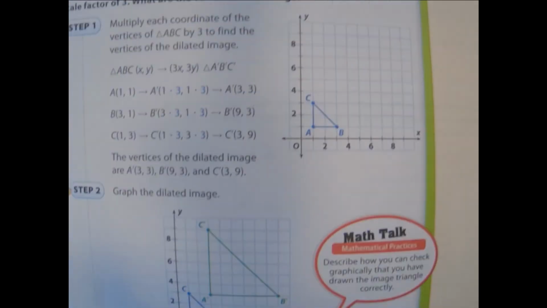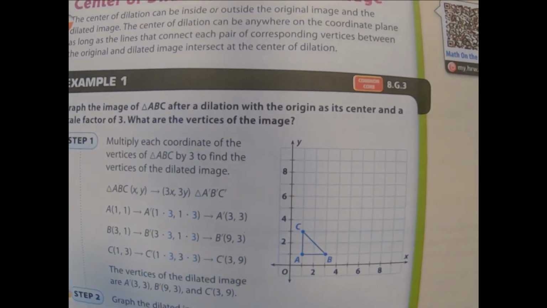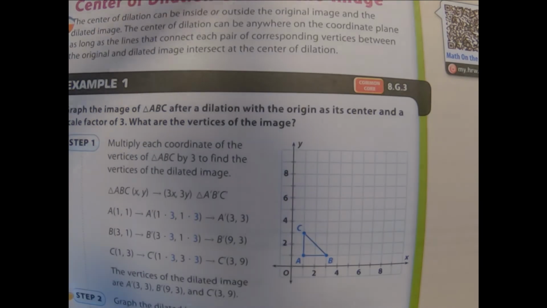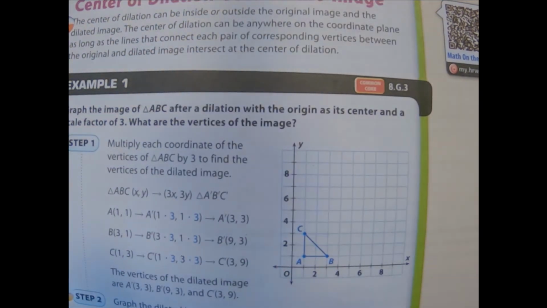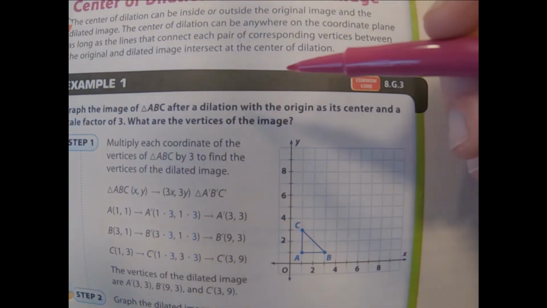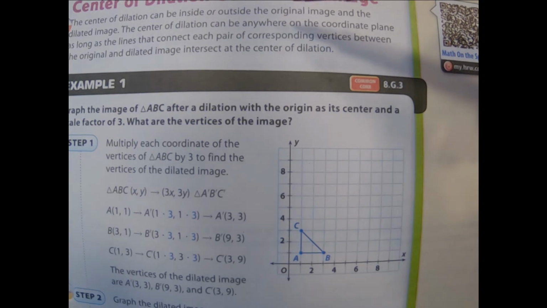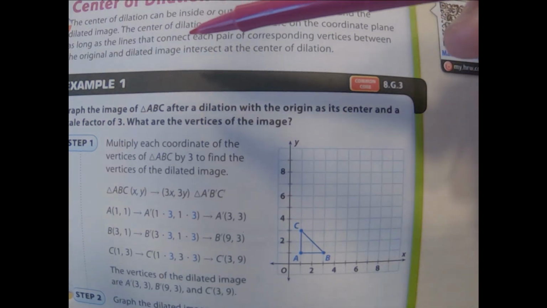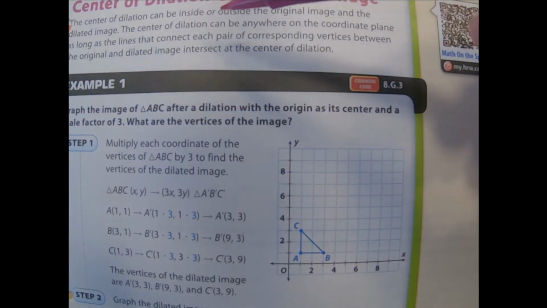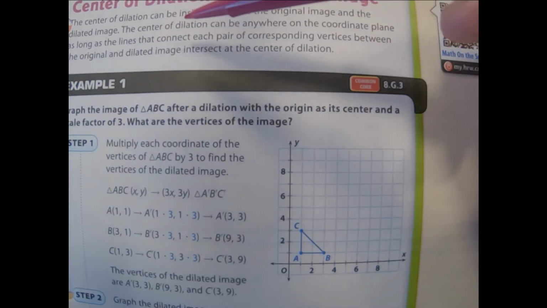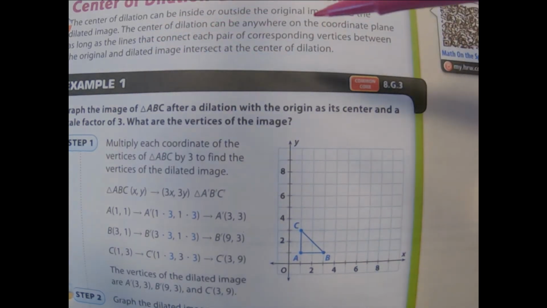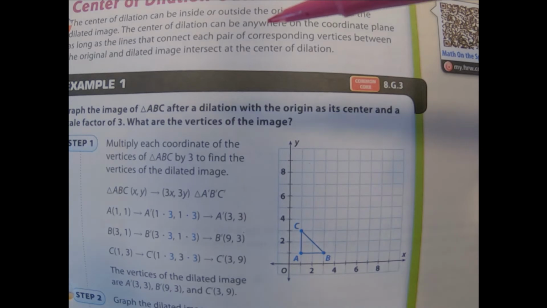Let's go ahead and move on. Now, what if the center of dilation is outside the image? The center of dilation can be inside or outside the original image. In the dilated image, the center of dilation can be anywhere on the coordinate plane as long as the lines that connect each pair of corresponding vertices between the original and dilated image intersect at the center of dilation, right?